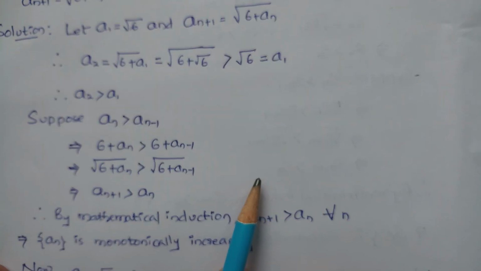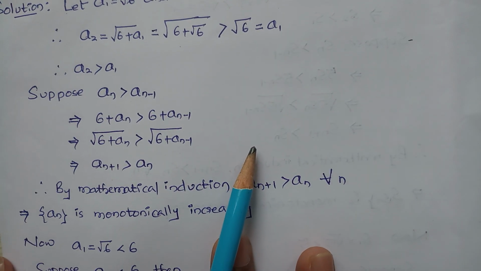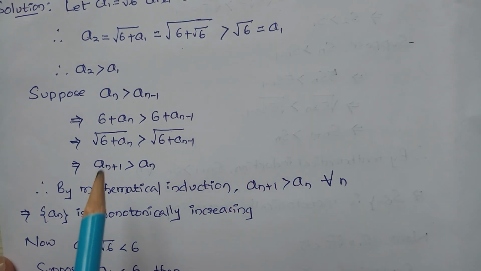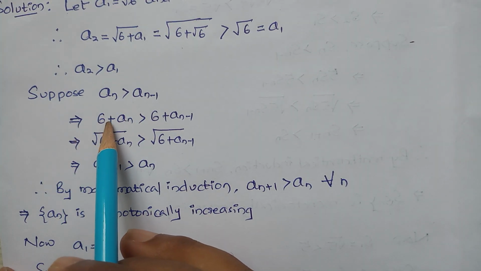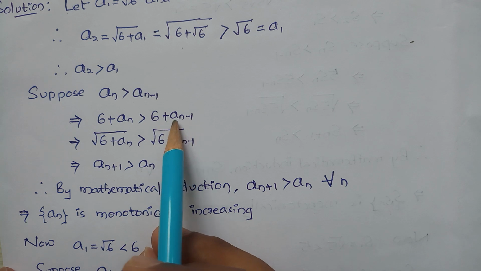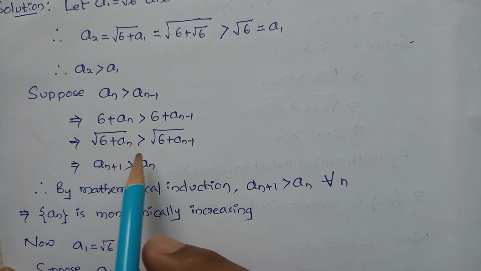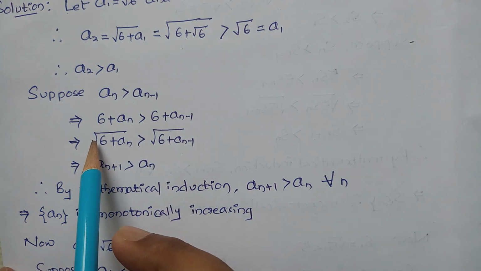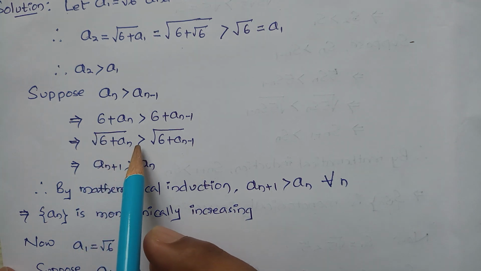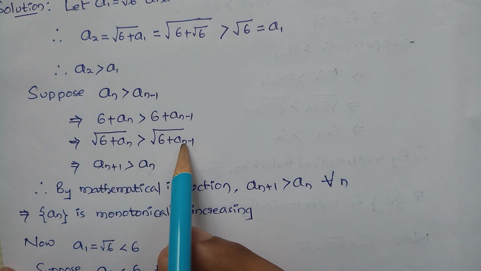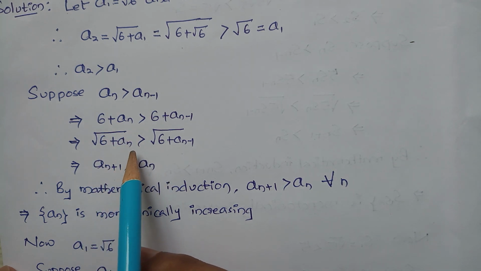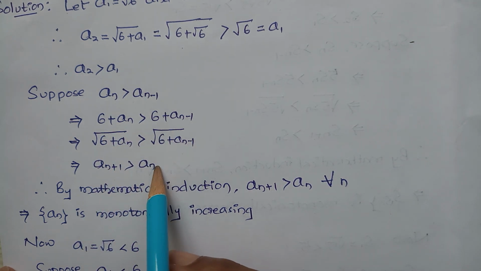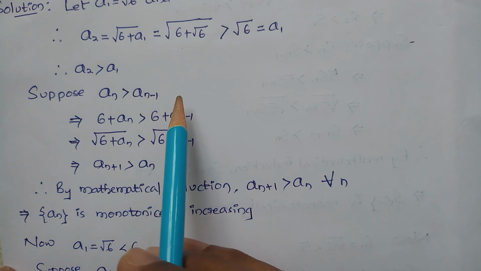Suppose I assume an is greater than a(n-1). Then if I add 6 to both sides, it becomes 6 plus an is greater than 6 plus a(n-1). If I take the root on both sides, then root of 6 plus an is greater than root of 6 plus a(n-1). So this is a(n+1), and this is an, because a(n+1) is already given.